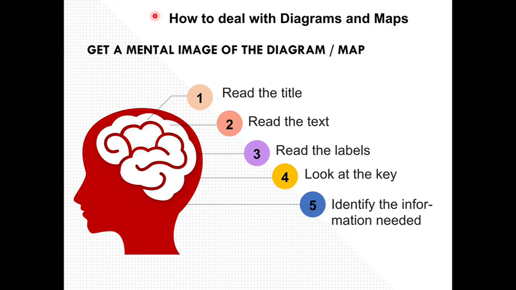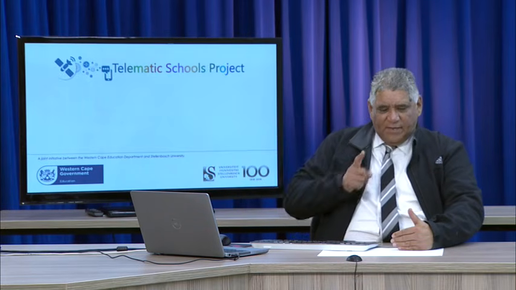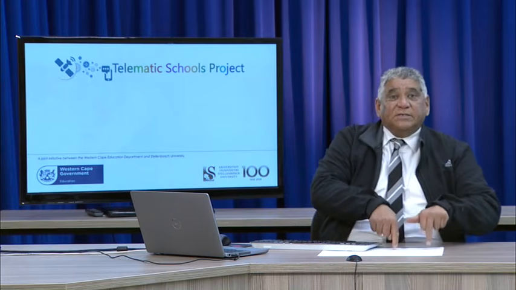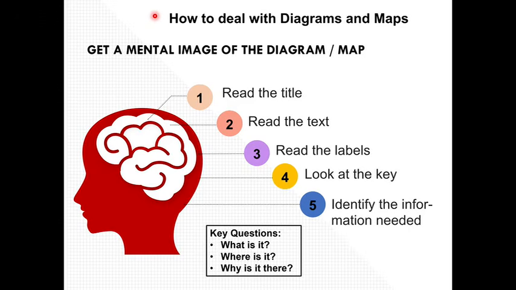Identify the information needed. And that's actually the key thing when it comes to map work and diagrams. If they ask a question, there's lots of information on the map. But if you have read it and you read the question, then you say, okay, that's in the map, I will need that, and I will need that in the diagram to answer this question. But you can't do it if you start off with your questions and every time you read the question you go back to your diagram. There's no way that it's going to work. So when you read it, the key questions are: what is it, where is it, and why is it there?